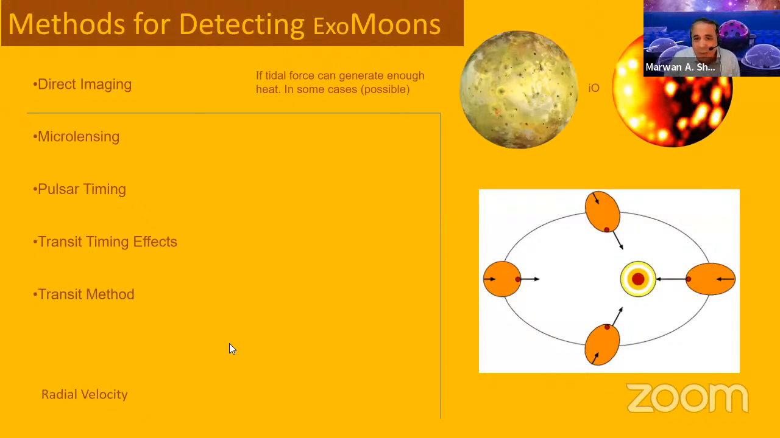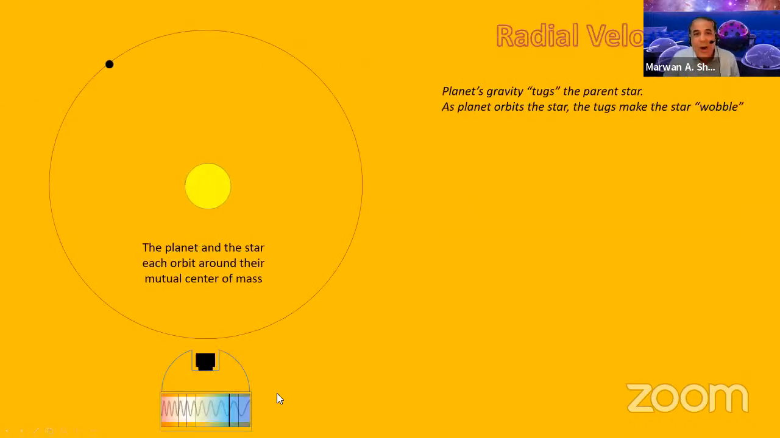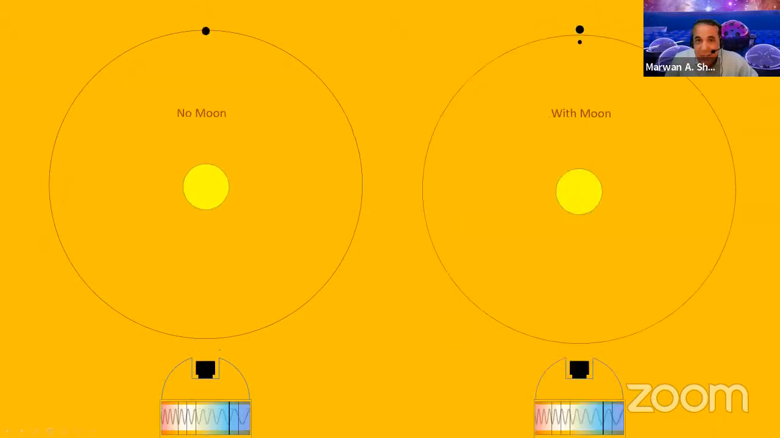Let's see how that would help us to observe. Radial velocity will not work. Why? Well, now we'll see why radial velocity, which works perfectly for exoplanets, would not work nicely if we talk about exomoons. Again, here is the same slide you saw about exoplanets. But now if you have a single planet orbiting the star with no moons, and this one actually has a moon orbiting this planet, what will happen?